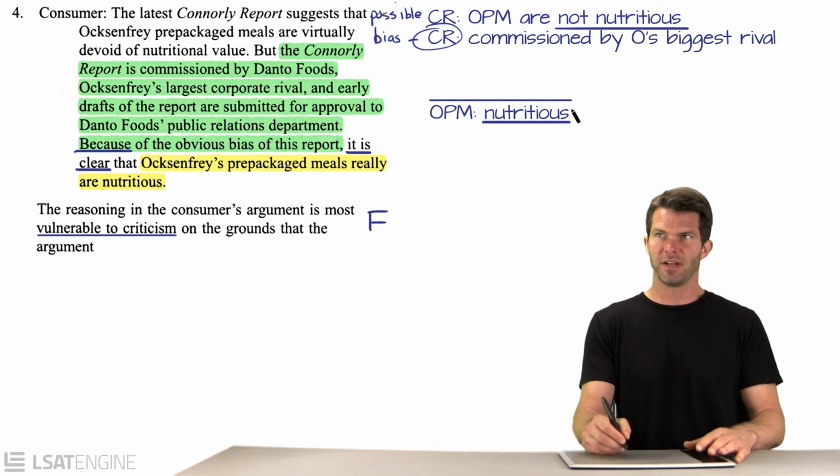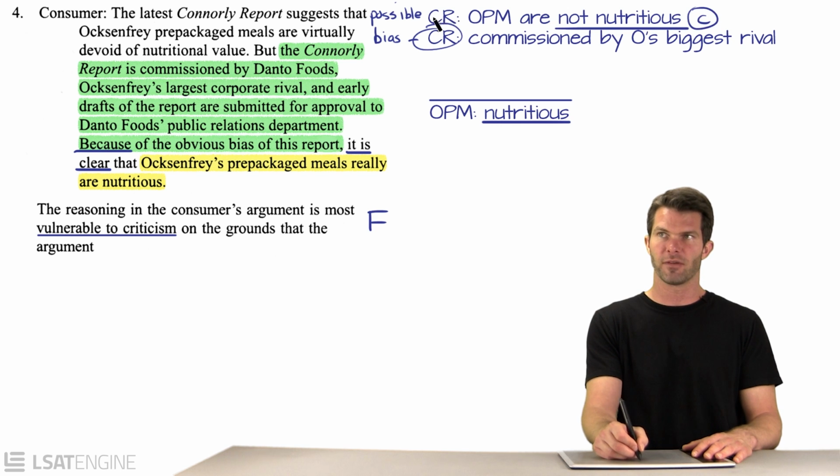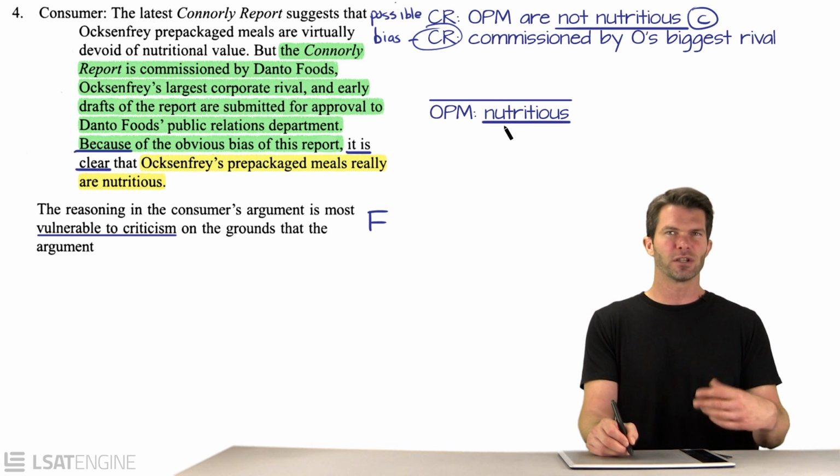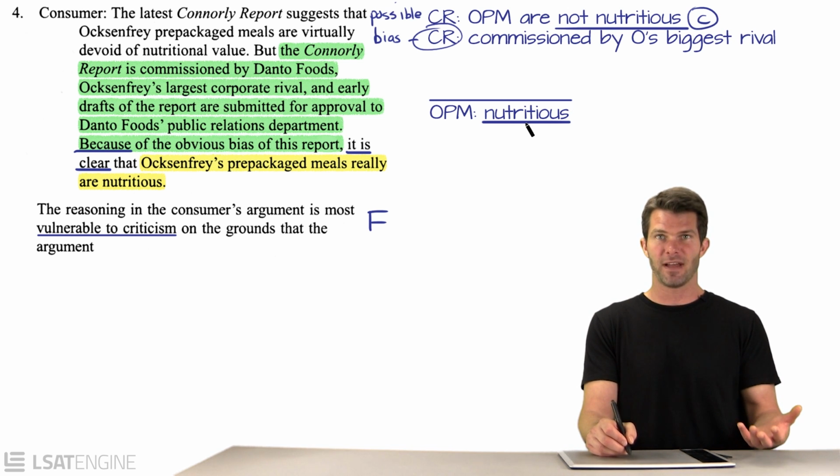When you take away the evidence for a point of view, in this case, this was the conclusion of the Connerly report, we lost the evidence because it's a biased report. We're not going to pay attention to it. That doesn't mean we then get to conclude the opposite. That's the absence of evidence fallacy.